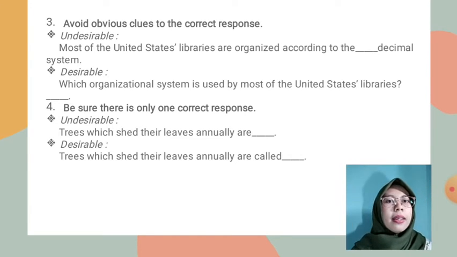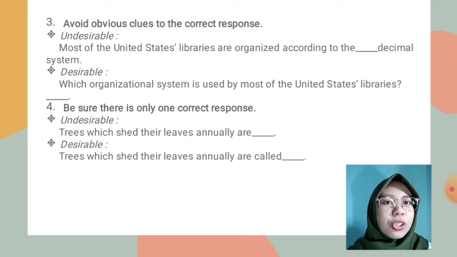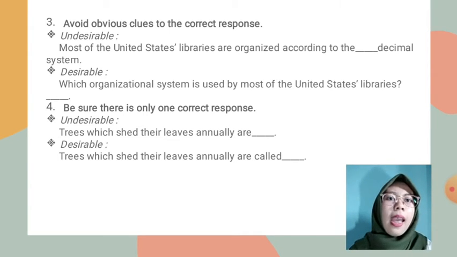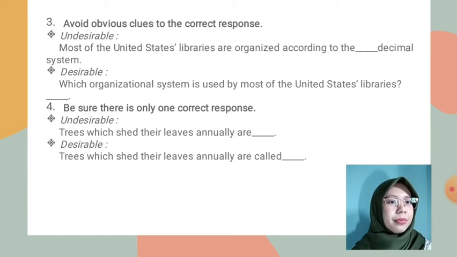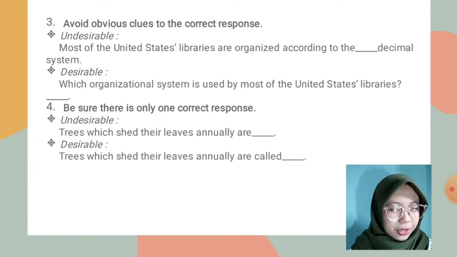So number 4 is be sure there is only one correct response. The undesirable is: trees which shed their leaves annually are blah blah blah. And the desirable is: trees which shed their leaves annually are called blah blah blah. Okay? Now we are going to the next slide.